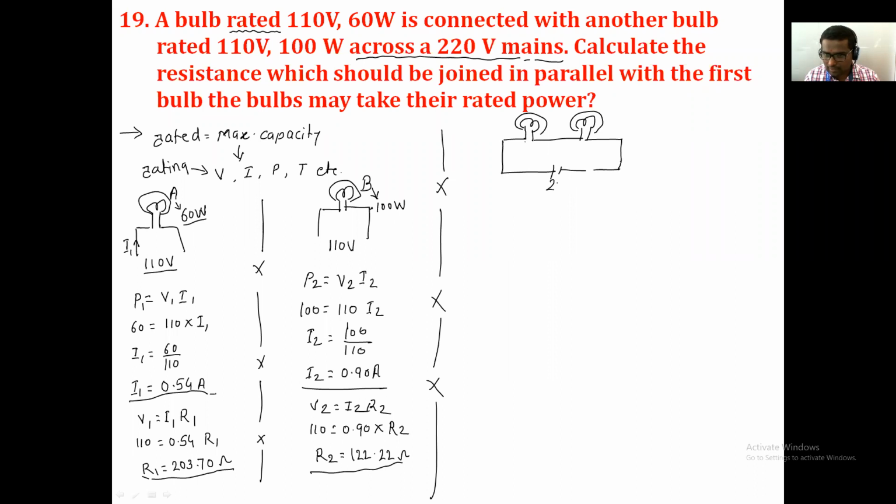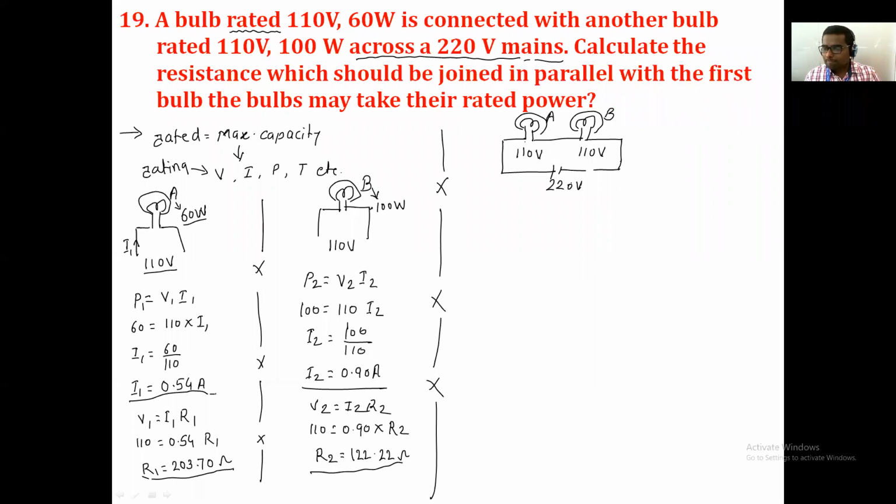So here I say that it's a 220 volt. This is the bulb A, this is the bulb B. So definitely 110 goes to lamp A, and 110 goes to lamp B. So the addition of these two voltage drops must be equal to 220 volt, it means that the series circuit property will be fulfilled here.